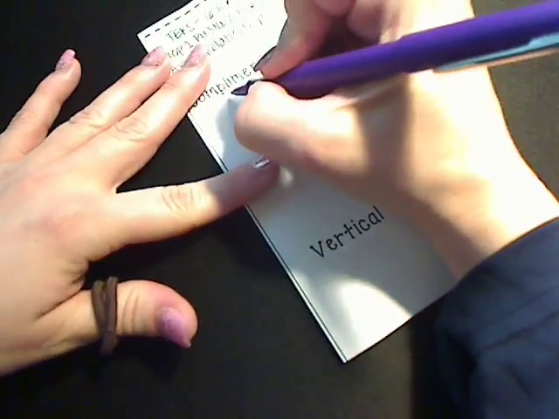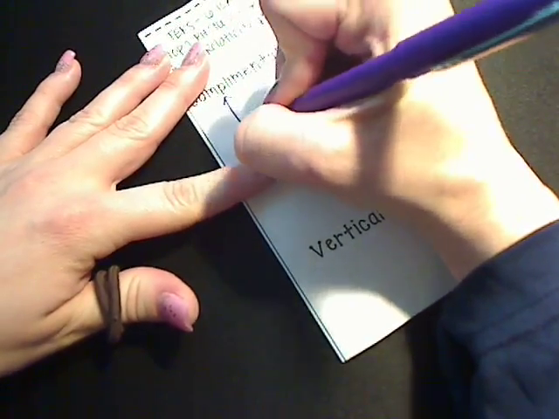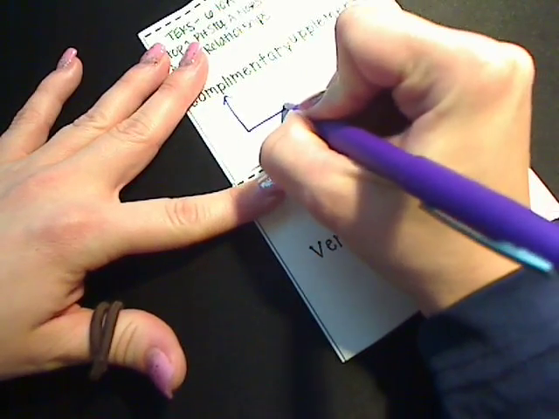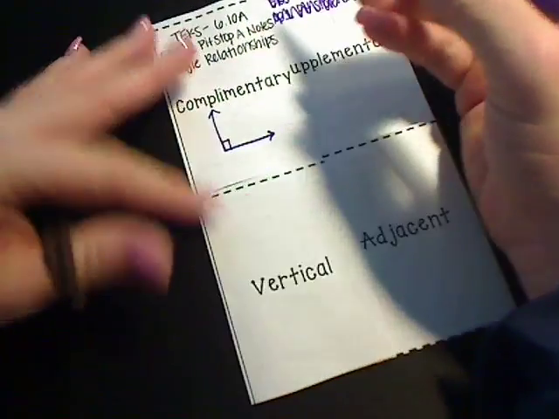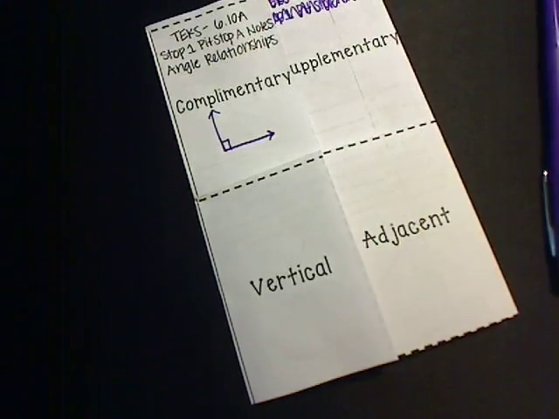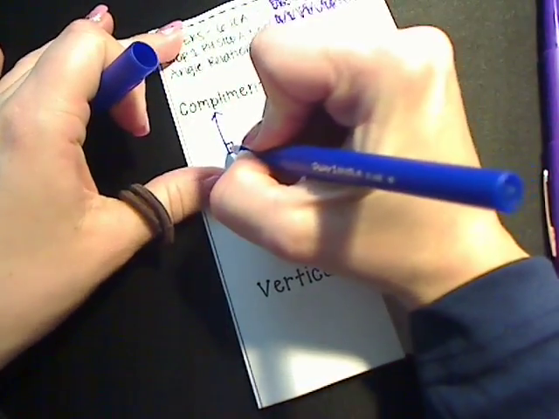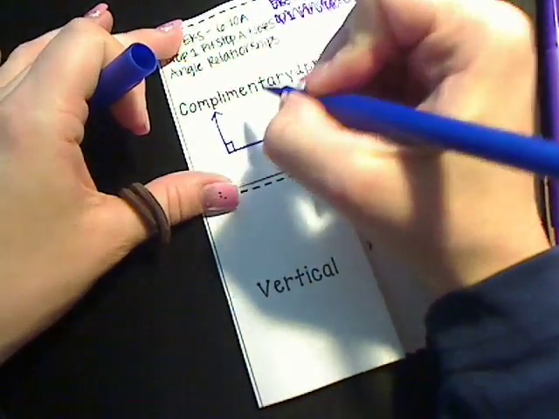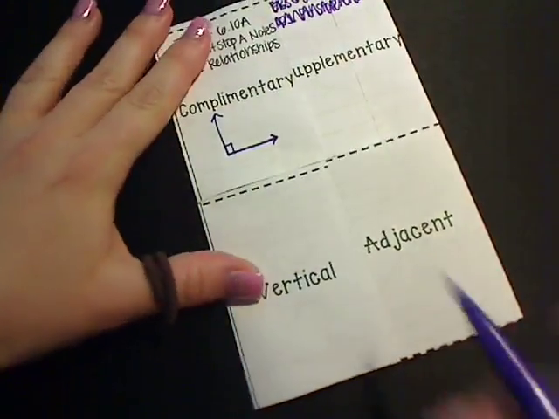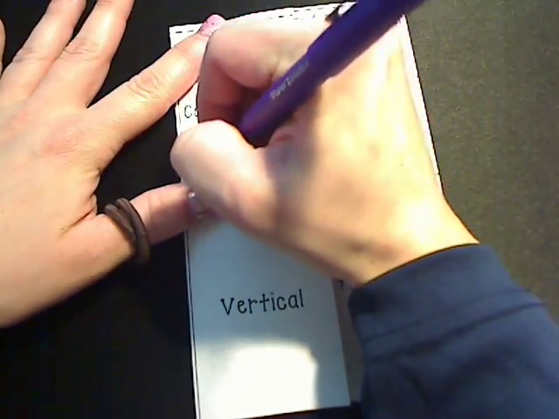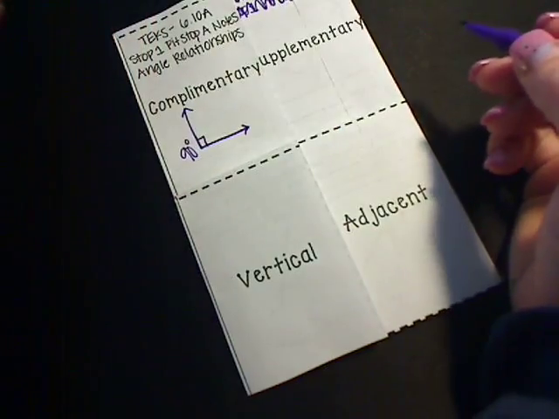Okay, let's draw us a picture. Complementary angles add up to equal 90 degrees. Okay, so if I had, we're just going to leave it like that. Okay, so complementary angles have to equal 90 degrees.